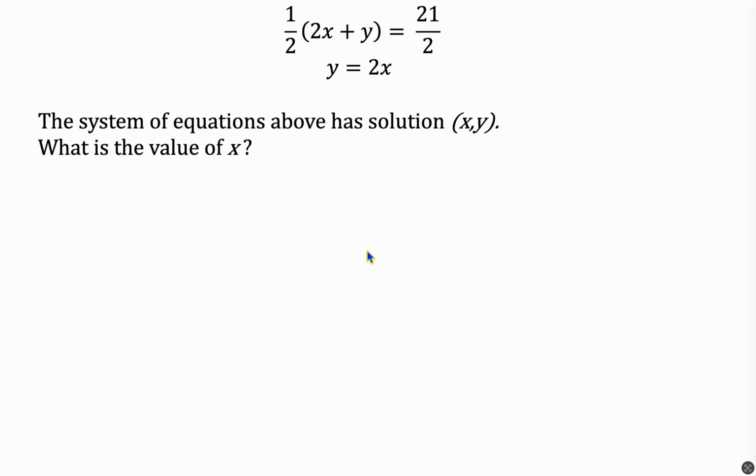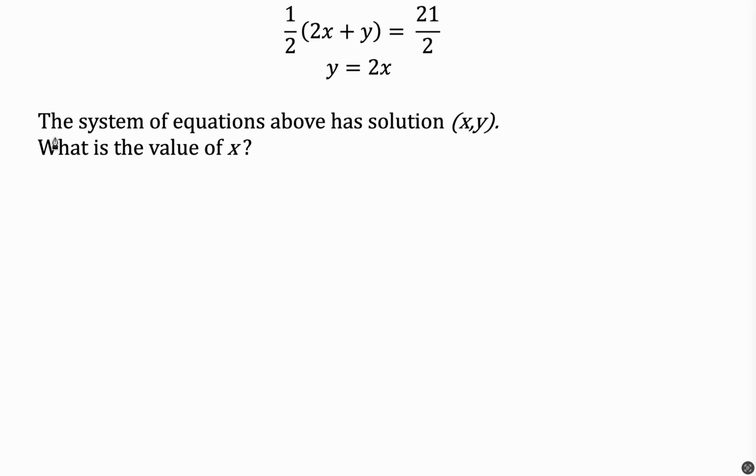So today we have a problem about solving for x, and we are given two equations and our job is to solve for x. So the problem is this: 1/2 of (2x plus y) equals 21 over 2. That's one of the equations. And then the second equation is y equals 2x.